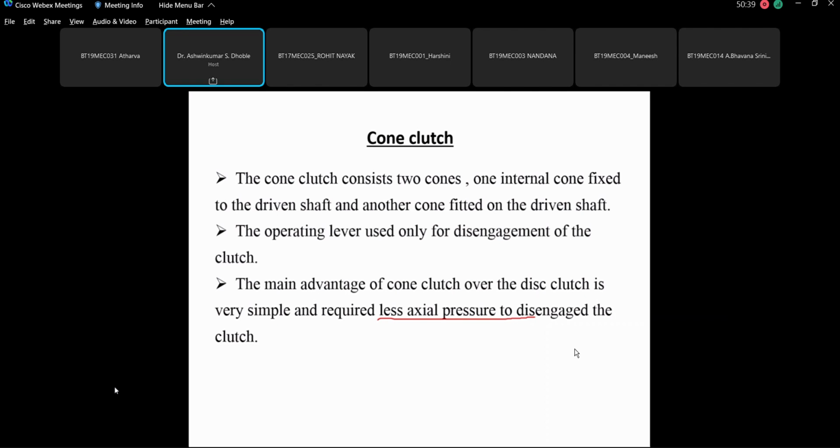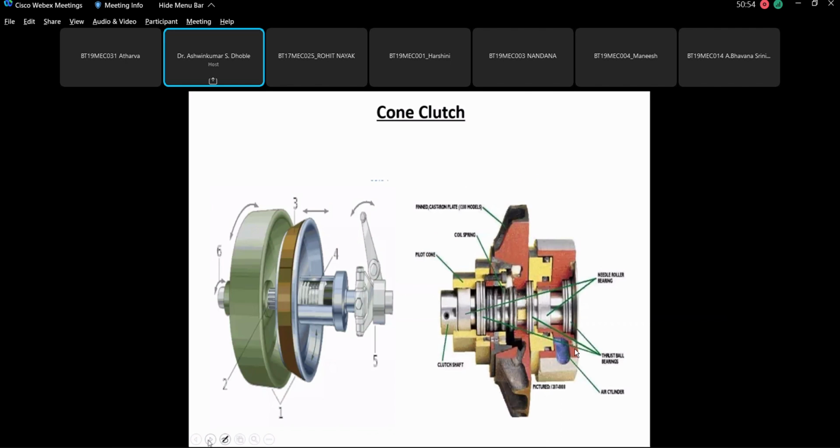But let me tell you that practically the cone clutch is not used in any vehicle because it has certain disadvantages. So let us try to understand what a cone clutch is. So this is the figure of the cone clutch.